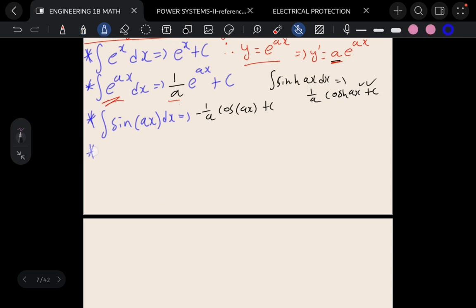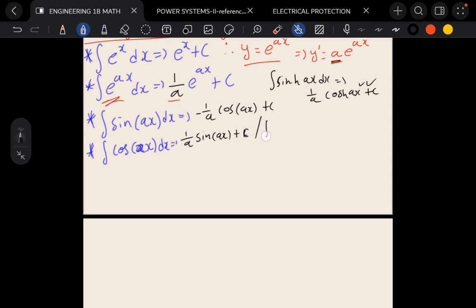Let us look at another one. The integral of cos ax dx is 1 over a sine ax plus c. And when we integrate cos ax dx, you're still going to get 1 over a sine ax plus c. Right. You actually know how to do this.